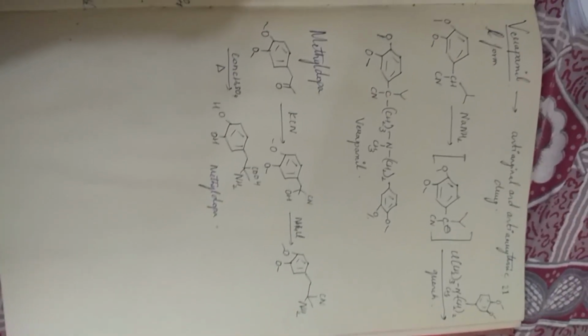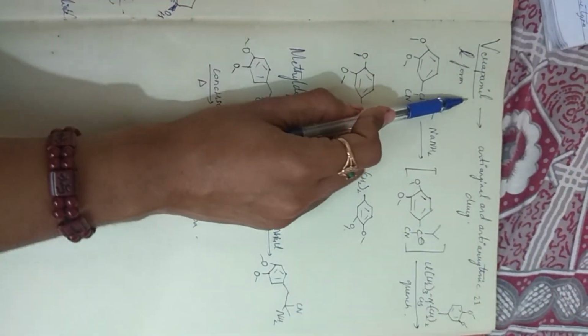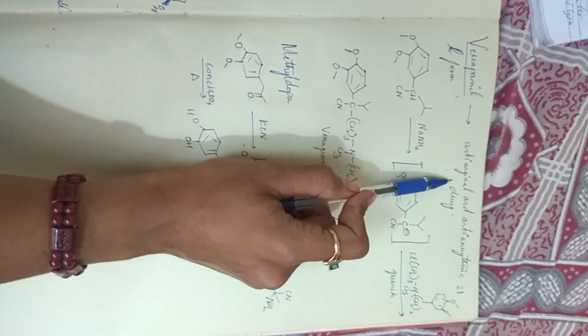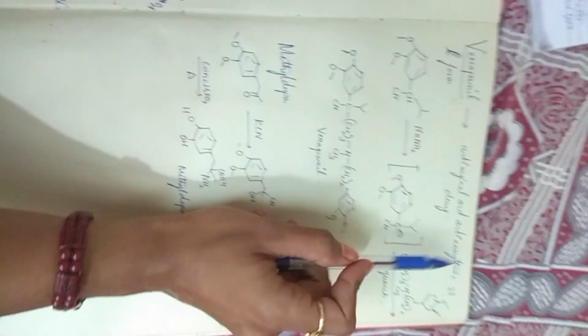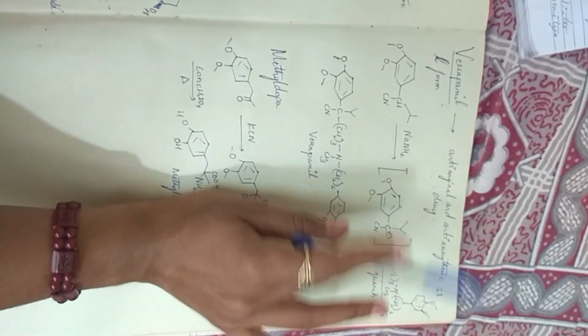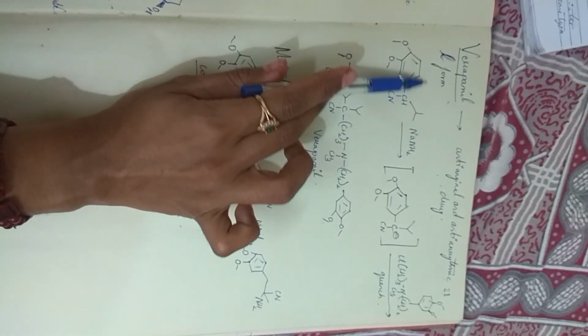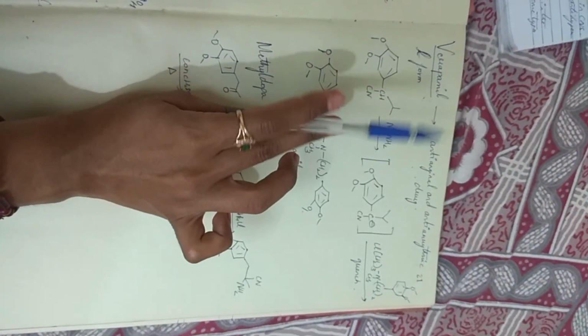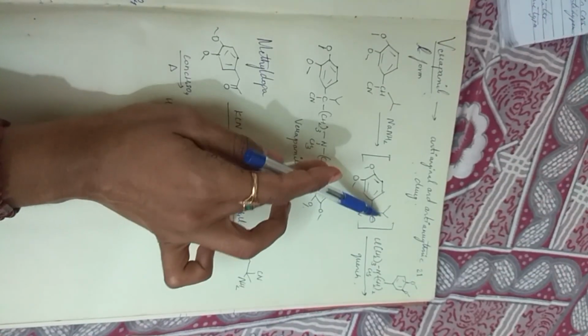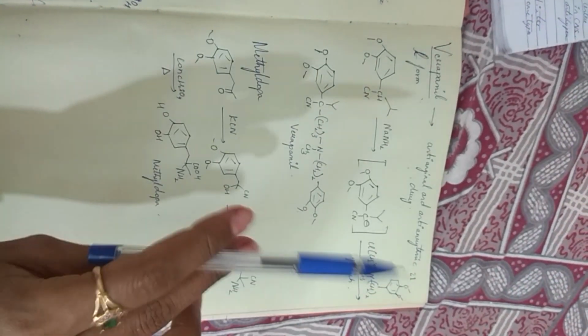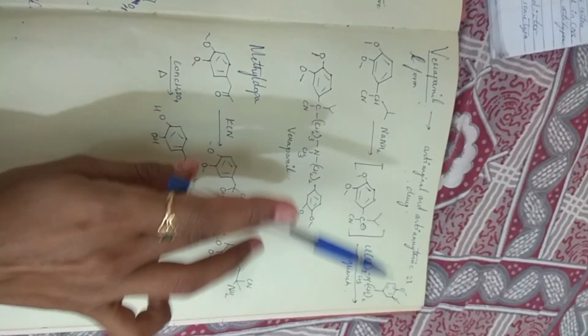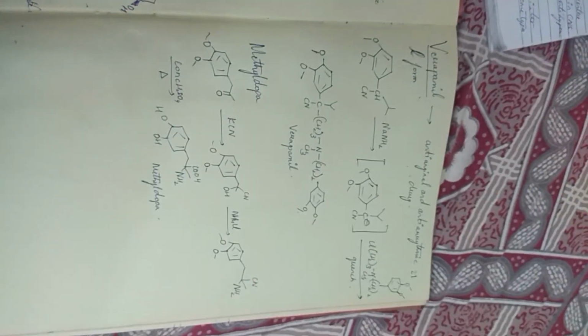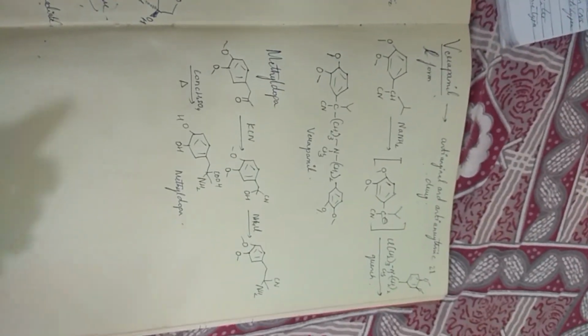So this is the synthesis of sorbitol. The next drug is verapamil. This is also an anti-anginal and anti-arrhythmic drug, so it is used for both. It is used in the levo form, and it manages supraventricular arrhythmia. So let's see the synthesis.